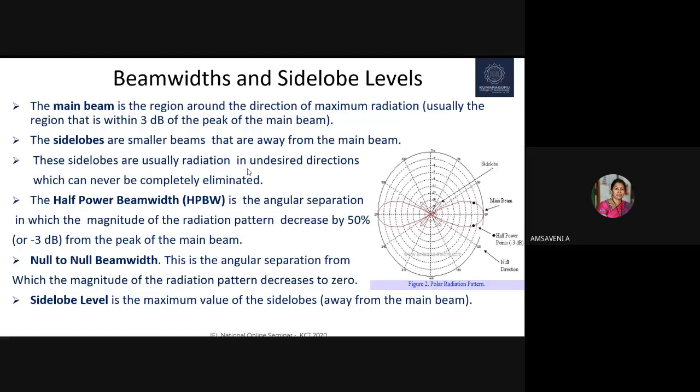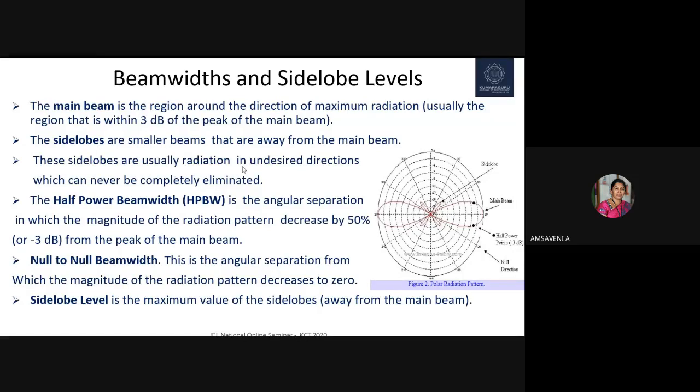Then we have main beam and side lobes. Already we discussed this. The main lobe indicates radiation in the desired direction, and you have maximum radiation along the main lobe direction. And side lobes are smaller beams. Side lobes represent radiation in undesired directions. Side lobes must be completely eliminated or must be reduced to a certain level.